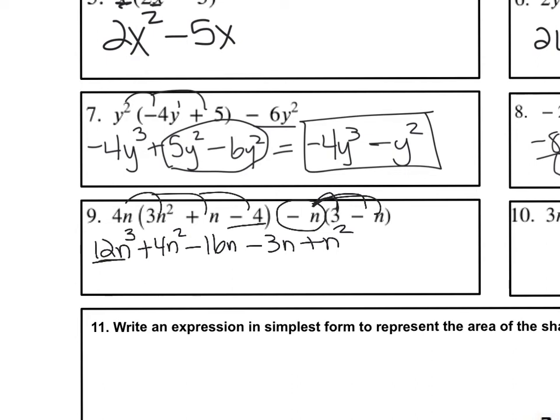Okay, my highest degree is 12n cubed. So I've done that. Now I'm going to combine my squares. So 4 plus 1, so I got 5n squared. And then negative 16 and negative 3 is negative 19n.